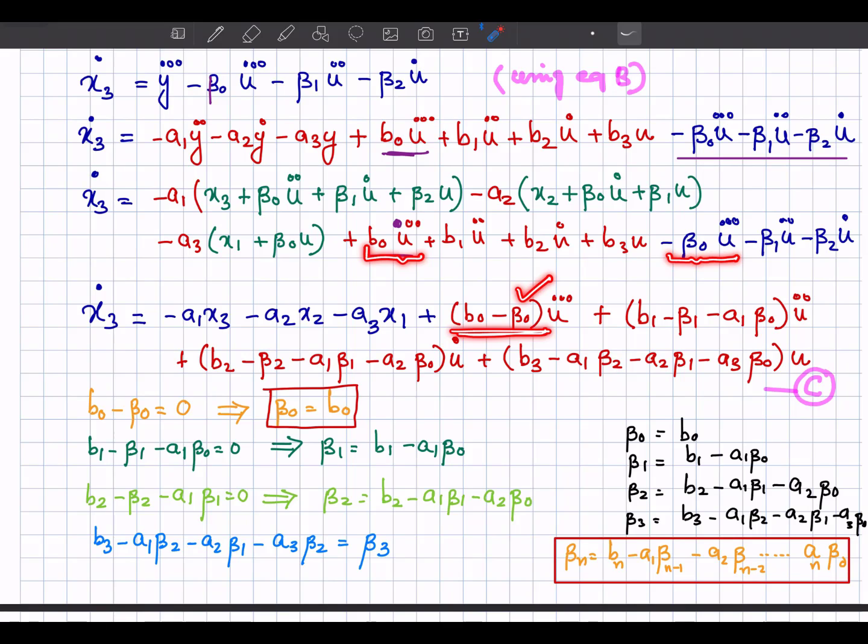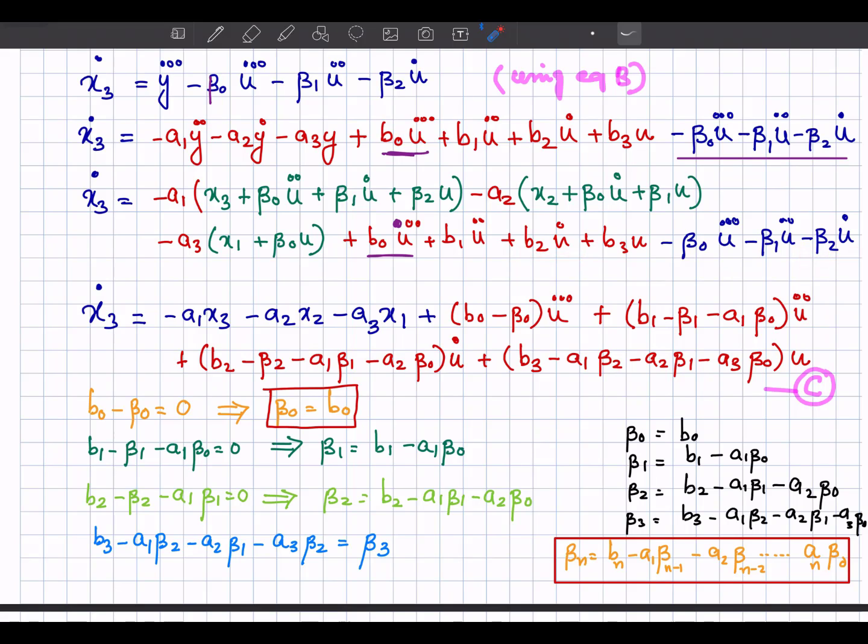Now collecting the terms having u double dot, so one term is this one with b1, the second term is this one minus beta 1, and the third term is over here minus a1 into beta naught. So these are the terms with u double dot. Now collecting the terms with u dot, so minus a1 into beta 1 minus a2 into beta naught, then we have b2 with u dot and minus beta 2 with u dot.